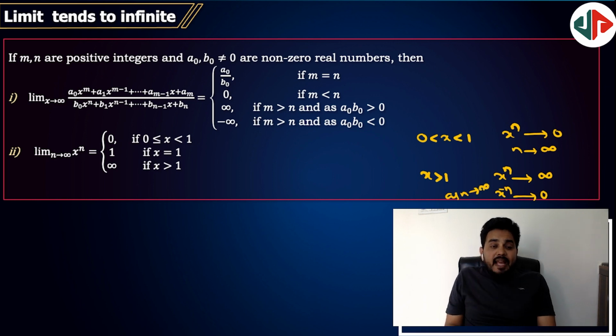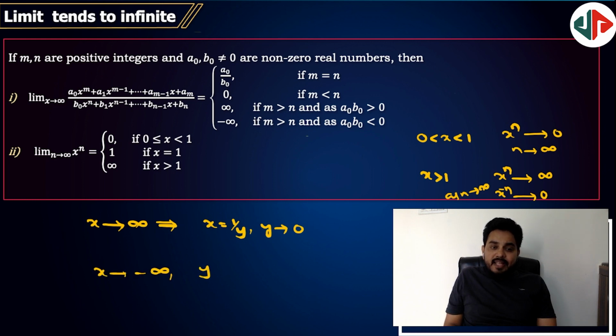And another thing is, whenever some question has x tending to infinity, I'd suggest you take x is equal to 1 by y and y is tending to 0. For x tending to minus infinity, y will be tending to 0 minus; for x tending to infinity, y will be tending to 0 plus.